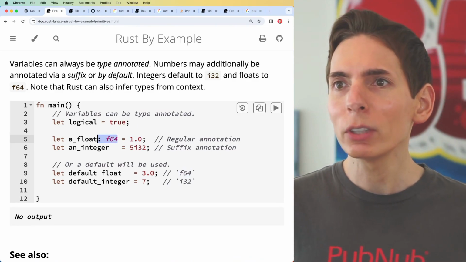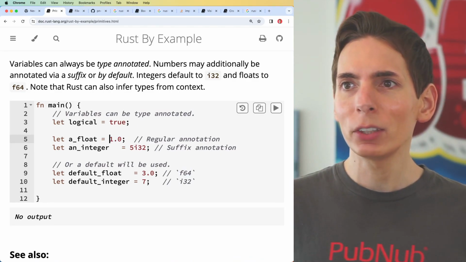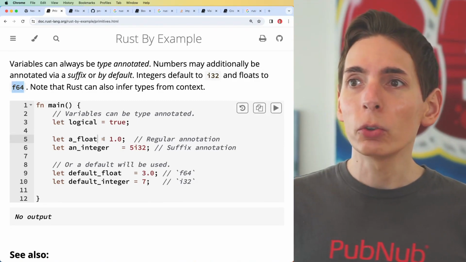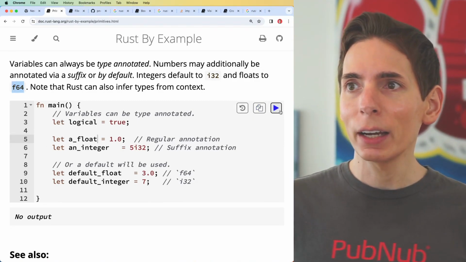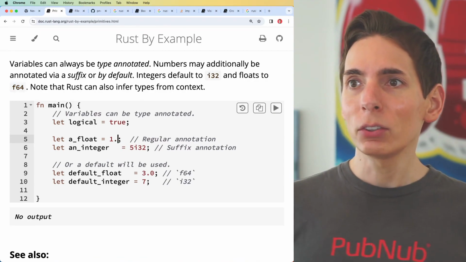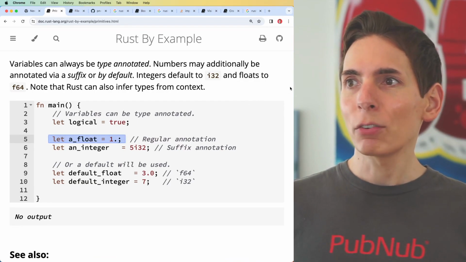You don't even need to write f64. The default, it says here, is going to be f64. So you don't even need to annotate the type. And if we run, it still works perfectly fine. So this can be a minimal float definition right here.